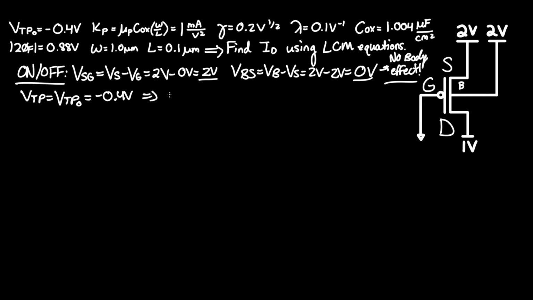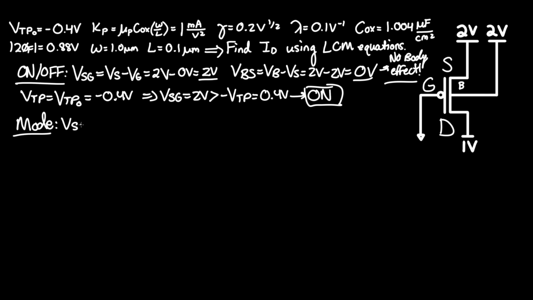And as I mentioned a little earlier, VSG must be greater than negative VTP. So we saw that VSG equals 2 volts, and that is greater than negative VTP, which is negative 0.4 volts, which turns into positive 0.4 volts. So this PMOS device is on. Now we're moving on to the mode it's operating in.